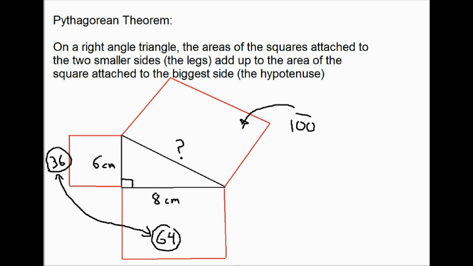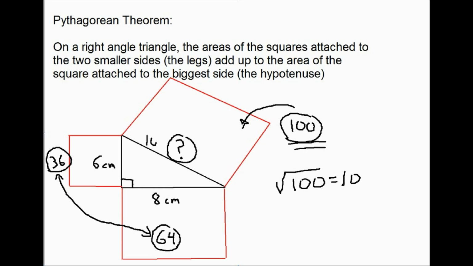Now that's all good and fine, but what we're being asked for here is the length of the side. So we know the area of the square, and as discussed in the previous video on squares and square roots, if we're given the area of a square, which we're given here, and we want to know the length of the side, well, what we have to do is square root it. That's what square root means. Square root means we have the area of a square and we want to know the length of the side. And the square root of 100 is 10. So the length of this unknown side is 10 centimeters.